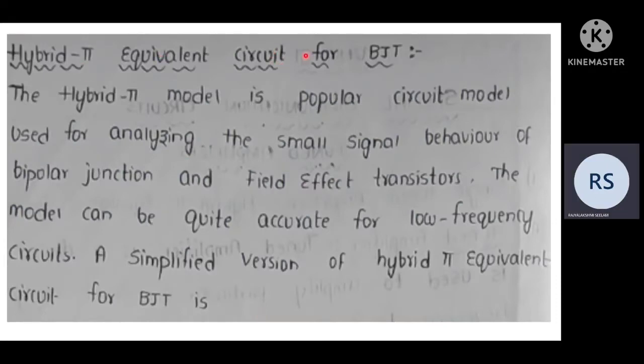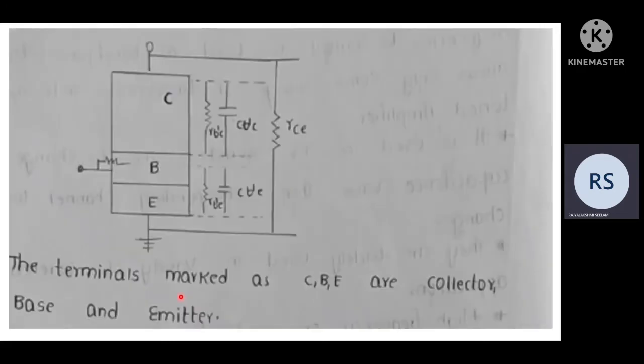Hybrid pi equivalent circuit for BJT. The hybrid pi model is a popular circuit model used for analyzing the small signal behavior of bipolar junction and field effect transistors. The model can be quite accurate for low frequency circuits. A simplified version of the hybrid pi equivalent circuit for BJT is given as follows.